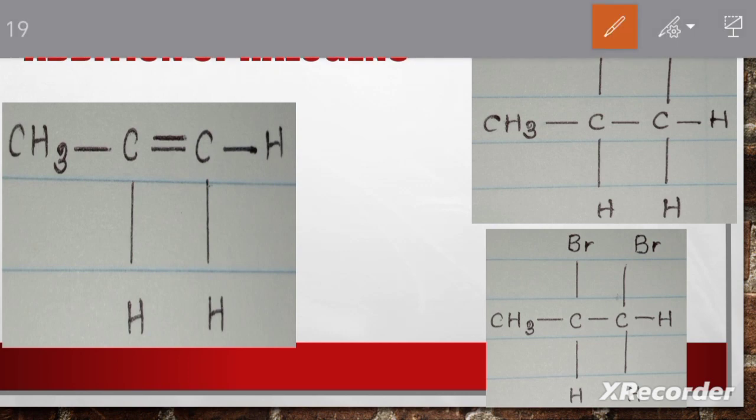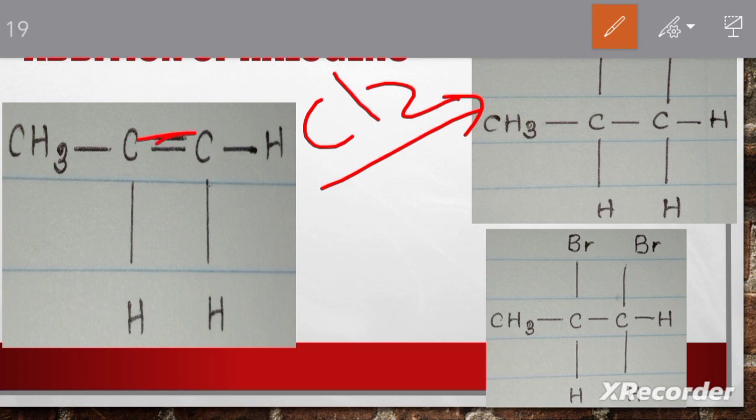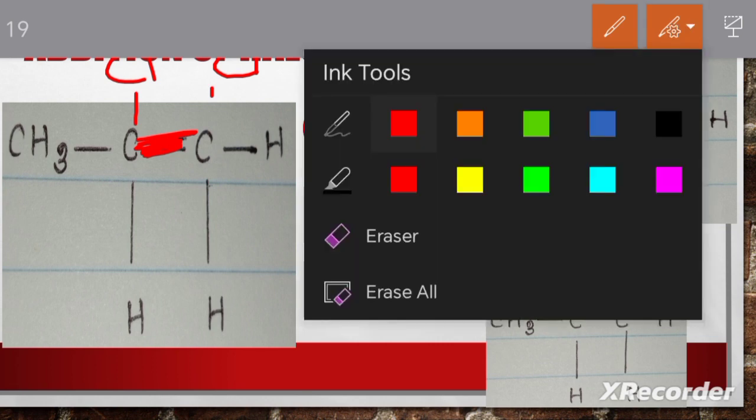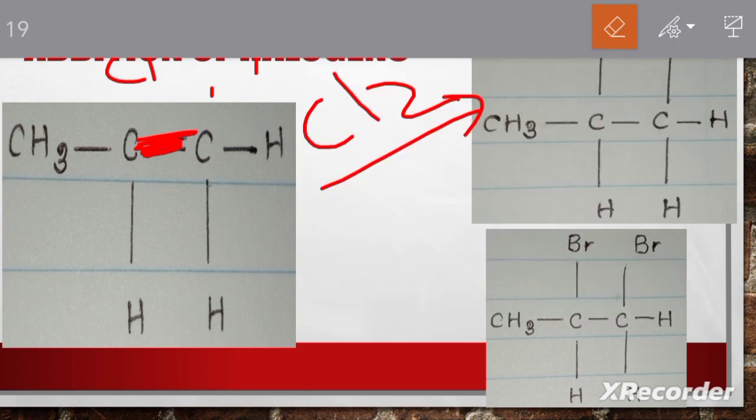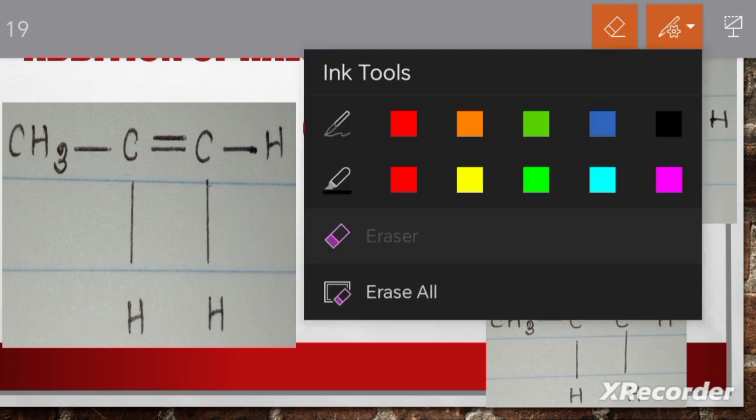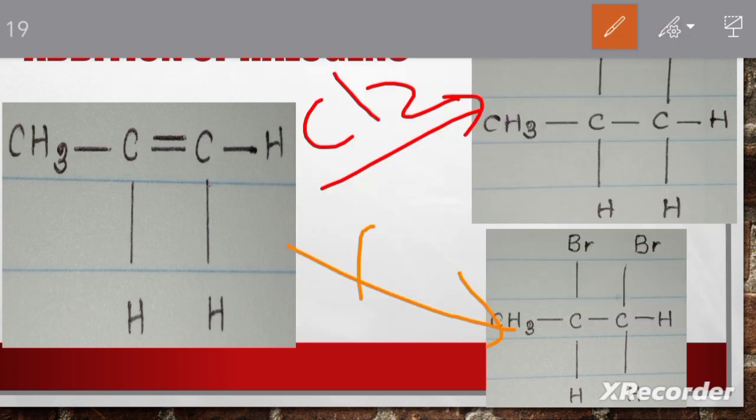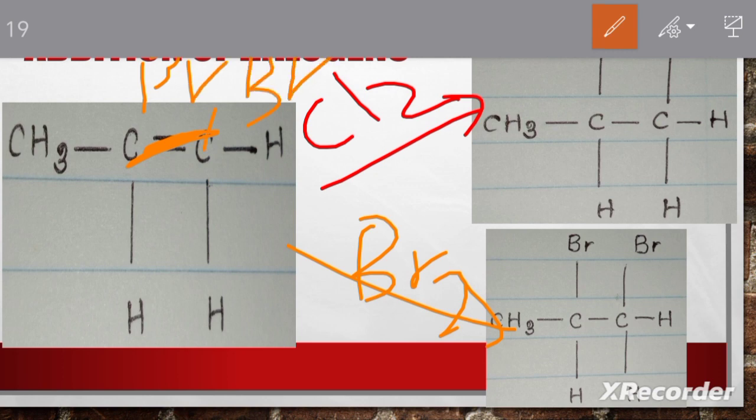Addition of halogens. Here chlorine, bromine and iodine are considered as halogens. If we put chlorine Cl2, these double bonds break and form a single bond, and 2 chlorines join to these 2 carbon atoms. If I add bromine Br2 here, this double bond breaks and forms a single bond. One carbon gets 1 bromine. Like that, 2 bromines are now in the alkane.